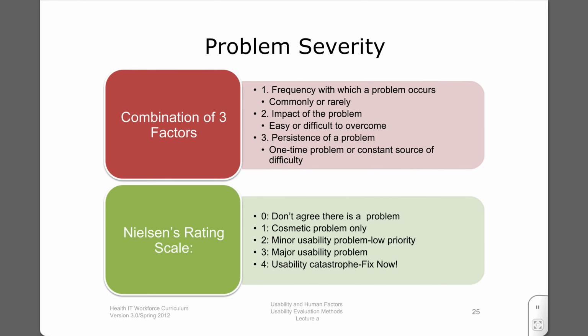The problem severity scale was developed by Nielsen to be used with the heuristic evaluation, but it is an excellent tool that can be used with any usability evaluation method. Rating the severity of problems is a very important step in usability analysis. The severity is a combination of 3 factors. 1. Frequency with which a problem occurs. 2. Impact of the problem, and 3. Problem persistence. Does it quickly go away, or is the problem a constant irritant?